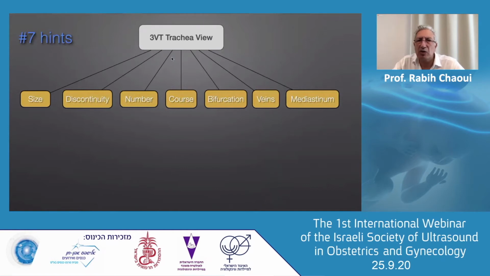We can also put some hints, but roughly speaking, I think we could check the arteries: the size, the discontinuity, the number, the course, the bifurcation of the arteries. Then the veins will be discussed separately, and then a few words at the end on the mediastinum. Let's start with the vessel size.